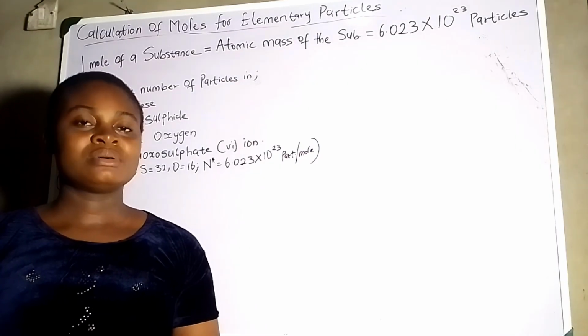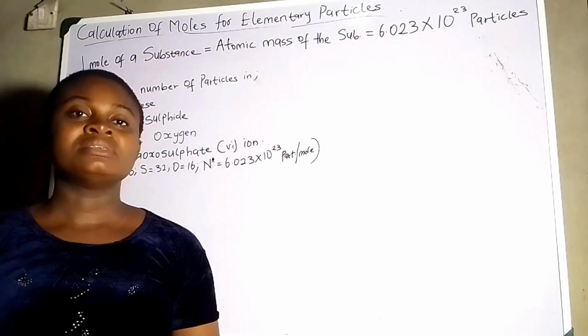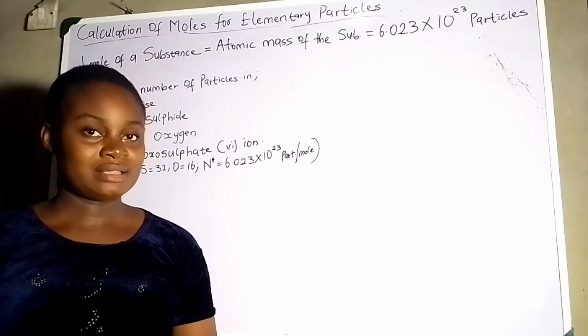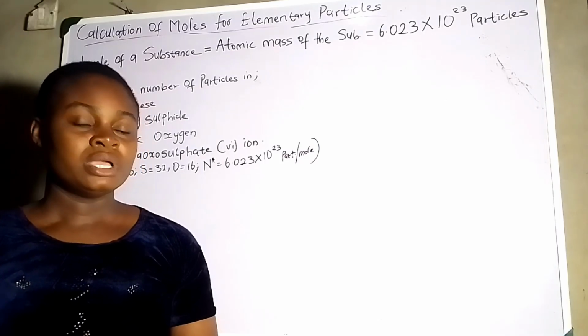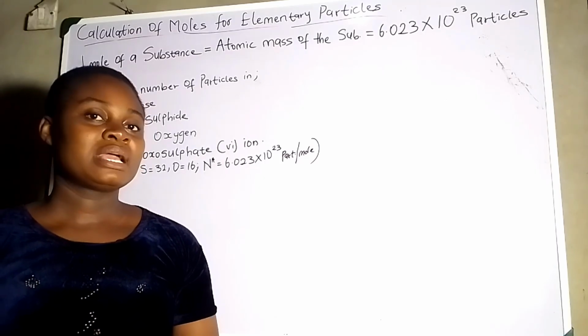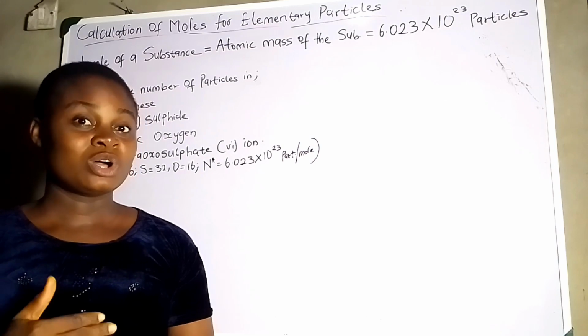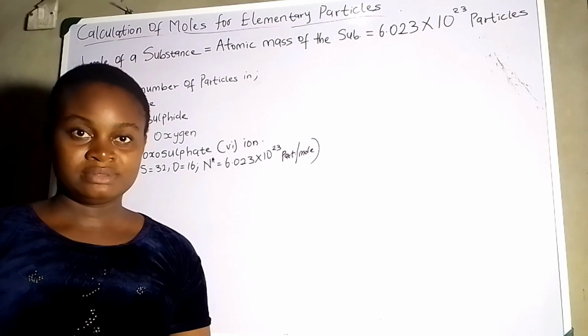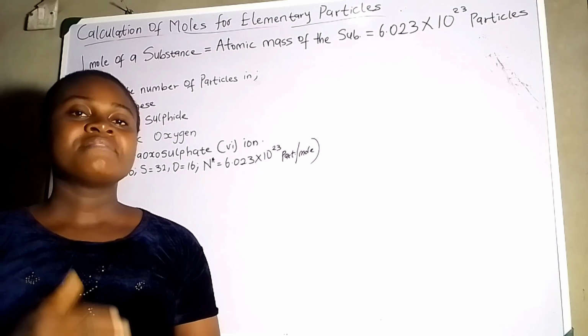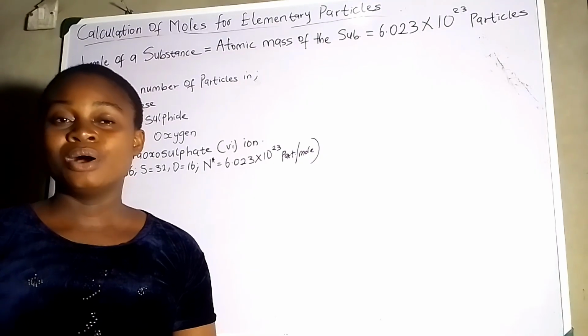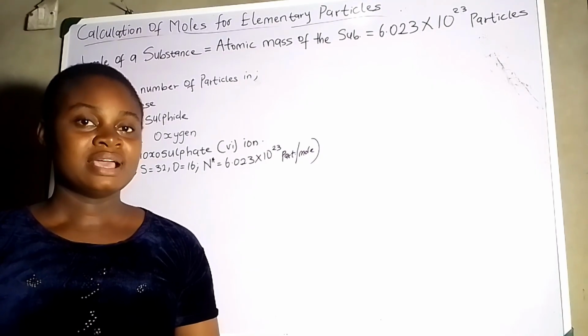All gram atomic masses of all elements contain the same number of atoms. That is number one. Number two, all gram molecular mass of all molecules contain the same number of molecules. And then number three, all gram formula mass of all ions contain the same number of ions.